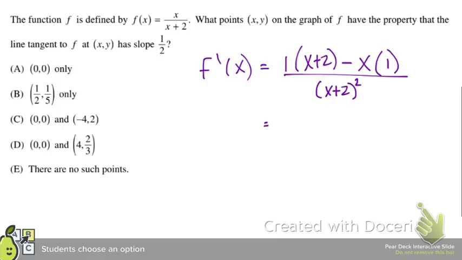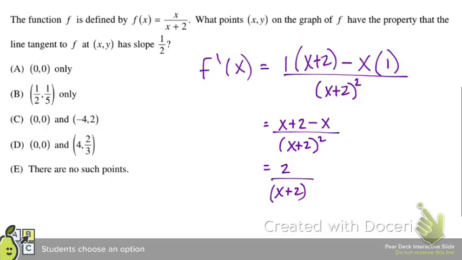If we simplify that a little bit, I get x plus 2 minus x over (x plus 2) squared. Simplify one more time, and we get 2 over (x plus 2) squared. Now again, I need to know where the derivative is equal to 1/2. Some of you got to this point, and then you just started plugging in numbers to see which would be true. And so you could do that, or you could actually solve it mathematically.